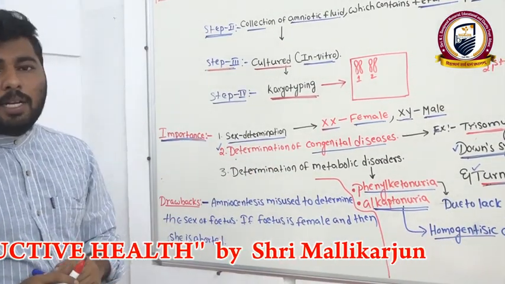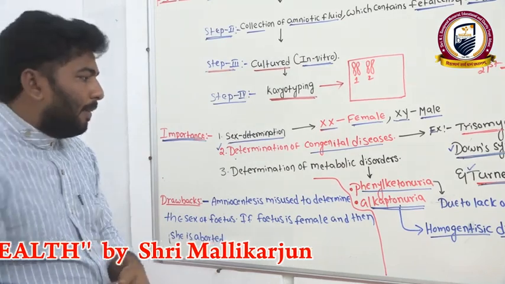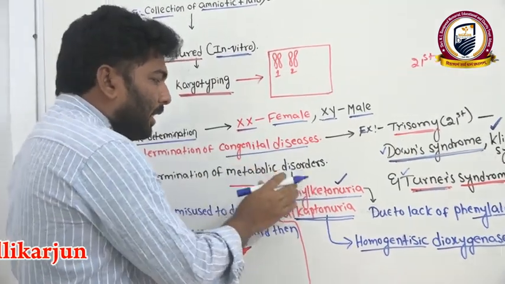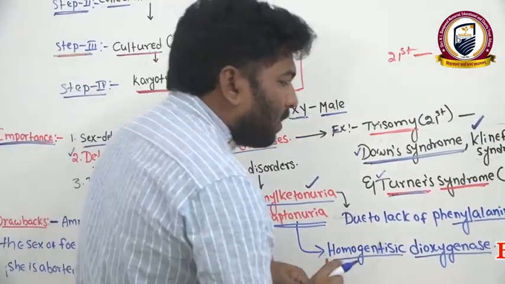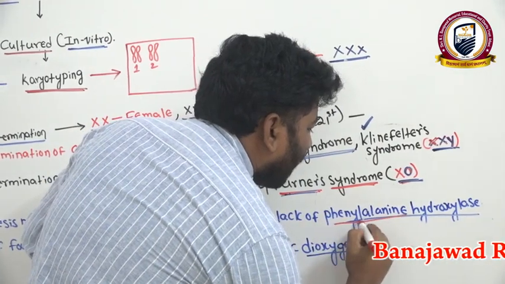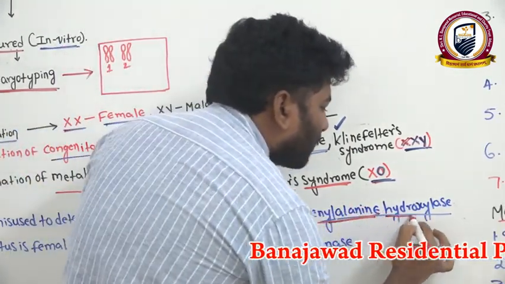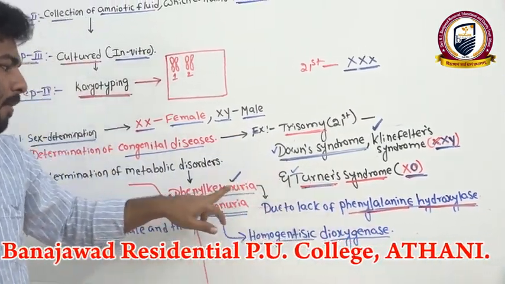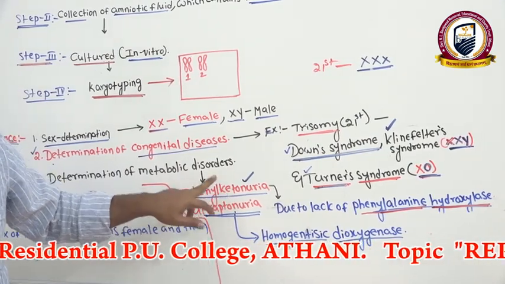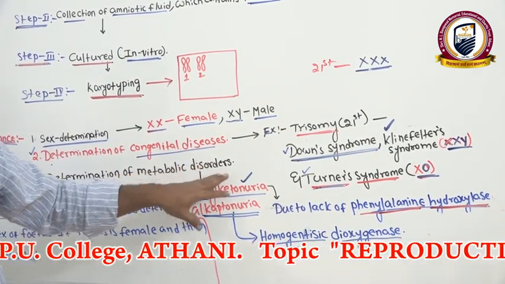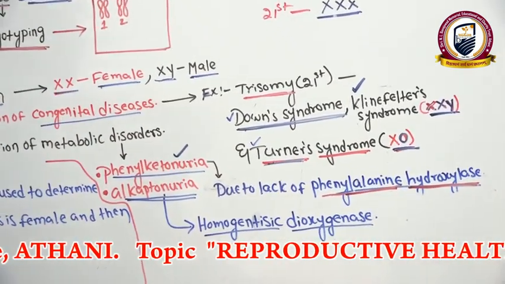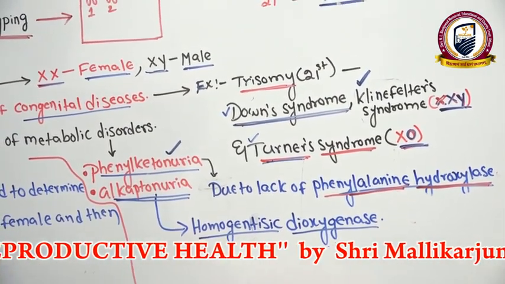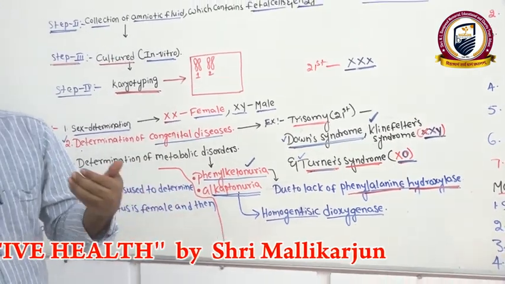Here, what kind of metabolic disorders the baby will often get? The first one is phenylketonuria. The baby will get this disorder because of lack of the phenylalanine hydroxylase enzyme. Due to the lack of this enzyme, the baby will get the phenylketonuria metabolic disorder. Due to this, accumulation of phenylalanine takes place in the baby, sometimes causing brain damage, and sometimes the baby will get seizures. Seizures means psychological disorders.